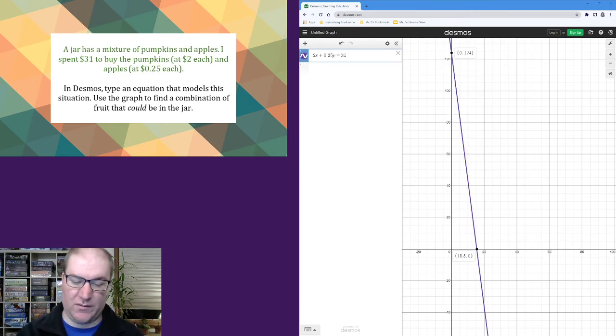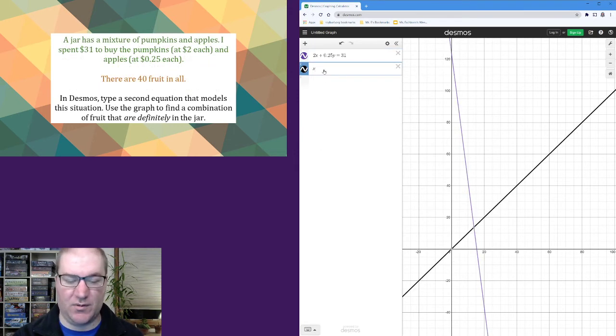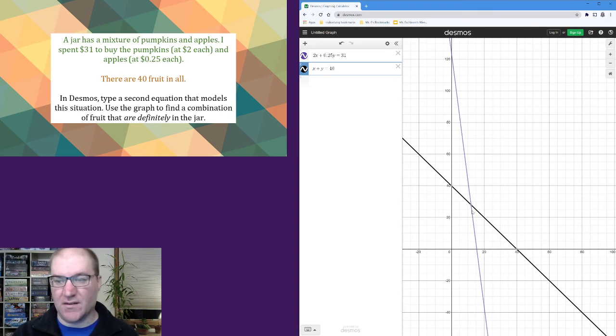So I'm going to give you more information here. There are 40 fruit in all, so I just need to come up with another equation that says the number of pumpkins plus the number of apples equals 40. And you can see that the solution is right there, 12, 28. There are 12 pumpkins and 28 apples. Looks good to me.